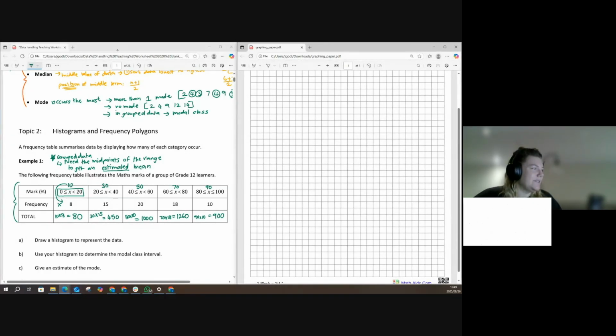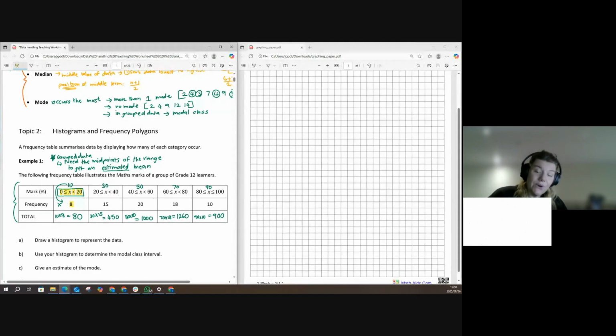Okay, let me explain this a little bit more, just so that it's super clear. The top row is looking at our mark, right? So let's have a look at this first one. 0 to 20. This is saying that we have 8 people who got between 0 and 20% in their maths test, there were 8 of them.